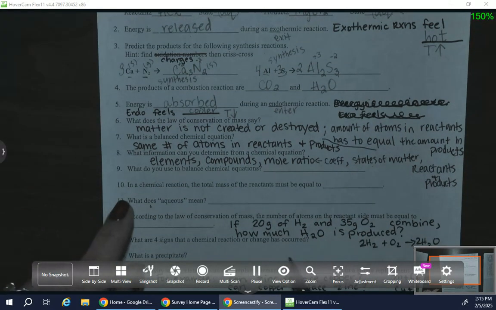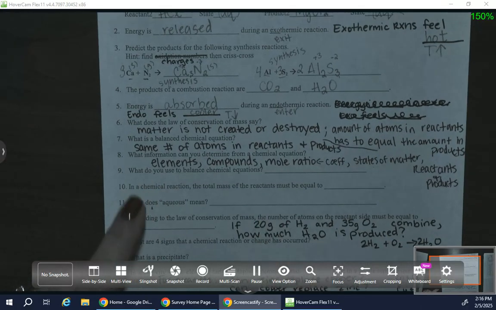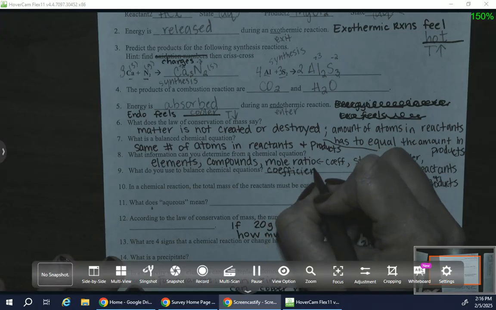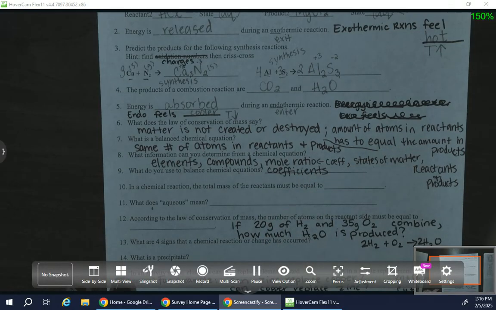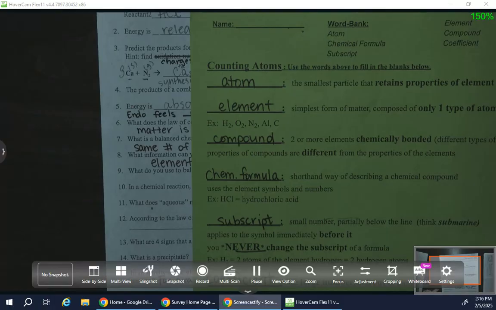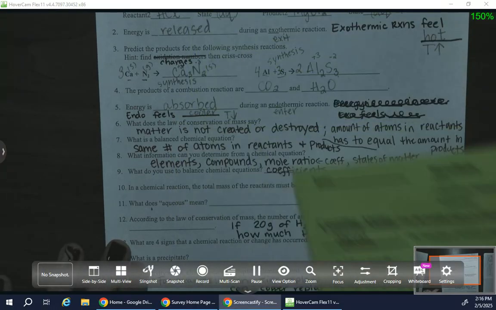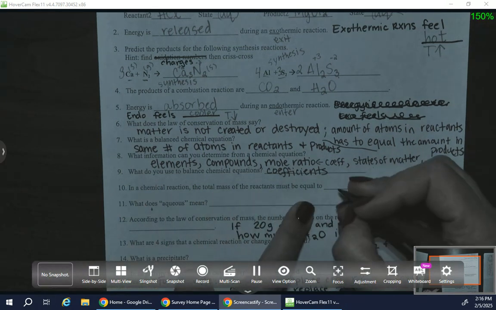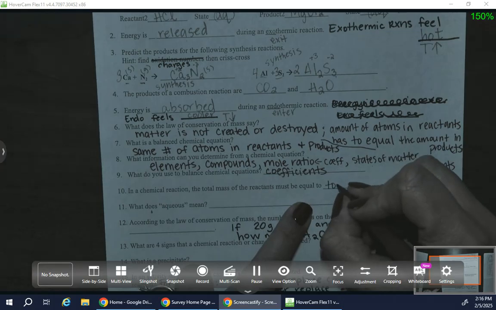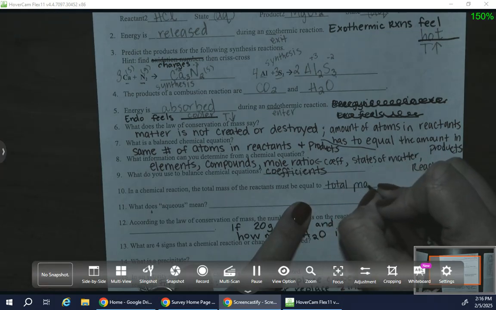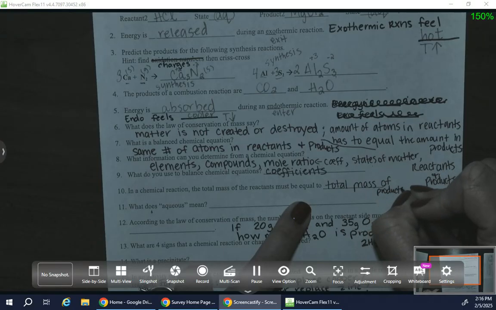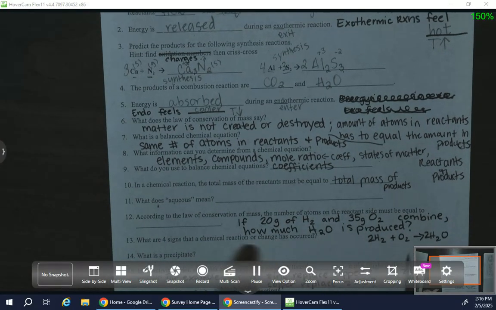Okay. What do you use to balance chemical equations? And that answer is the coefficients. So we have our list of vocab words again on that one page that has your counting atoms. So make sure you take a look at those. In a chemical reaction, the total mass of reactants must be equal to total mass of products. Okay, we'll do an example of that one down here.